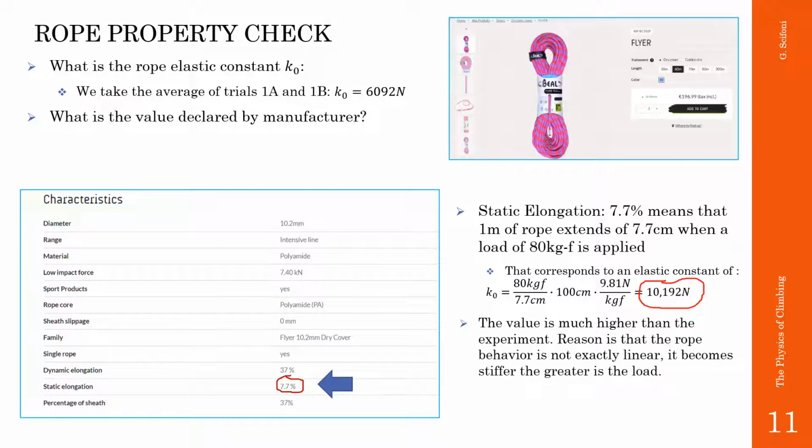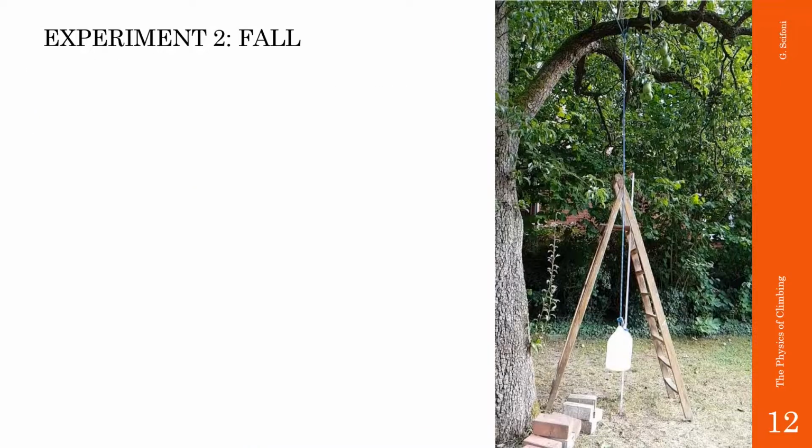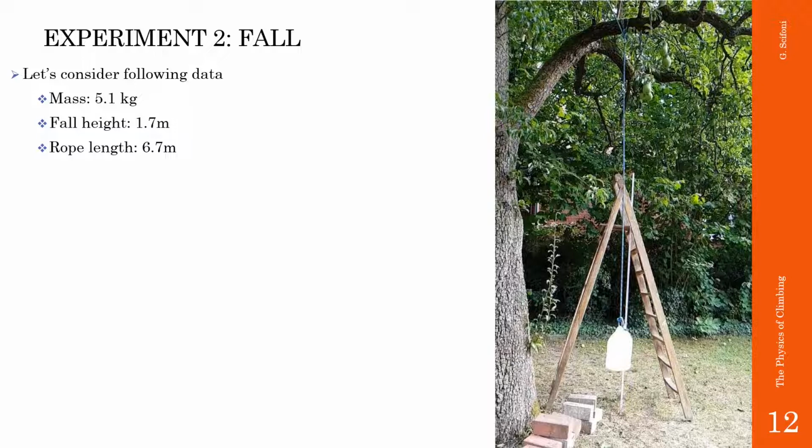The result is realistic, since the behavior of the climbing rope is not linear. The rope becomes stiffer the greater the load is. Now the second and last experiment. We need to simulate a fall. For that we use a water canister of 5 liters instead of the sack, since it is more resistant. The fall height is 1.7 meters and the rope is now 6.7 meters long.